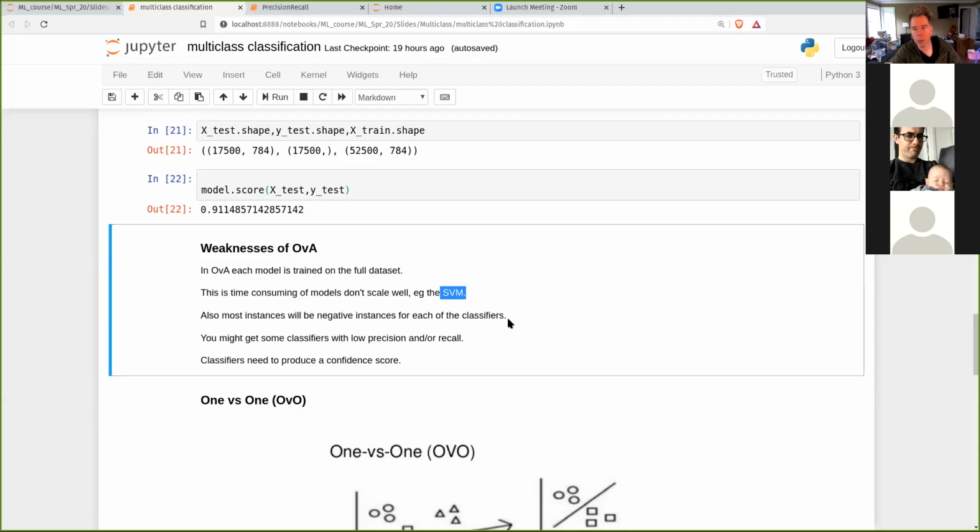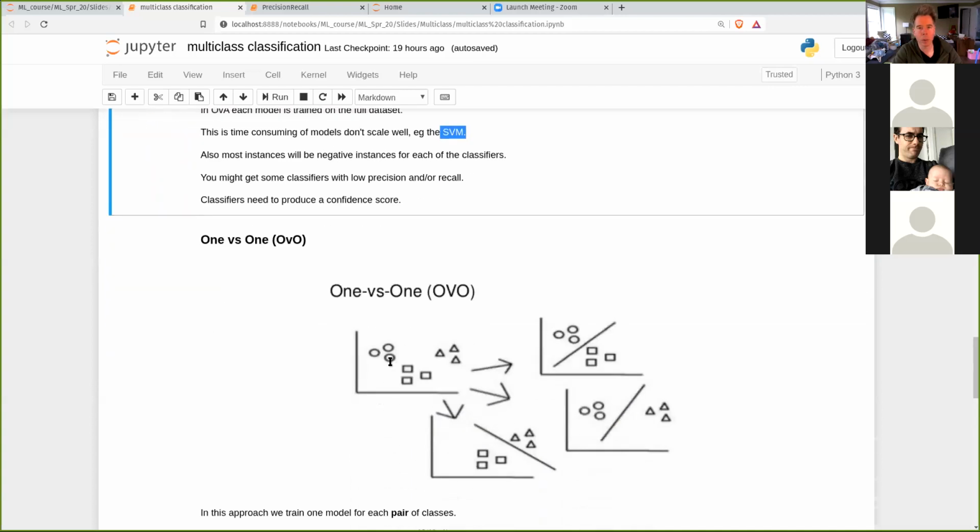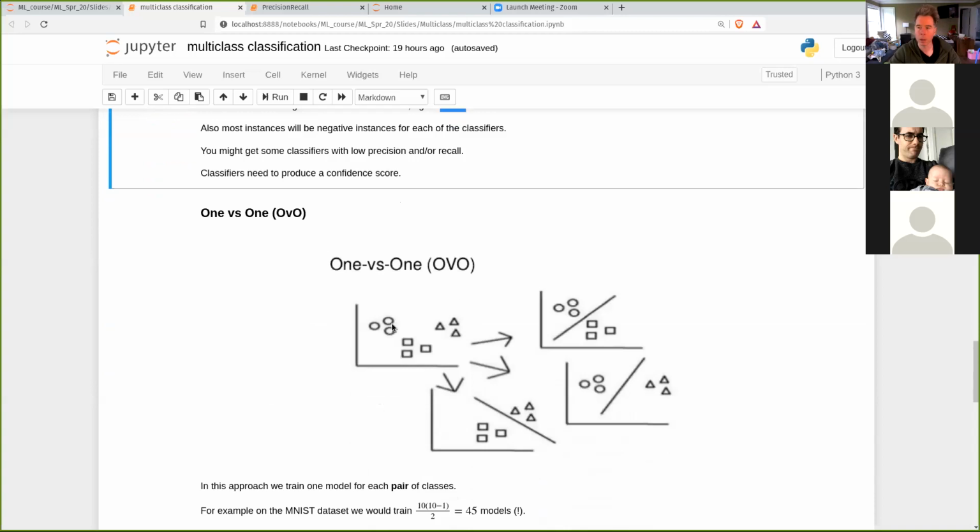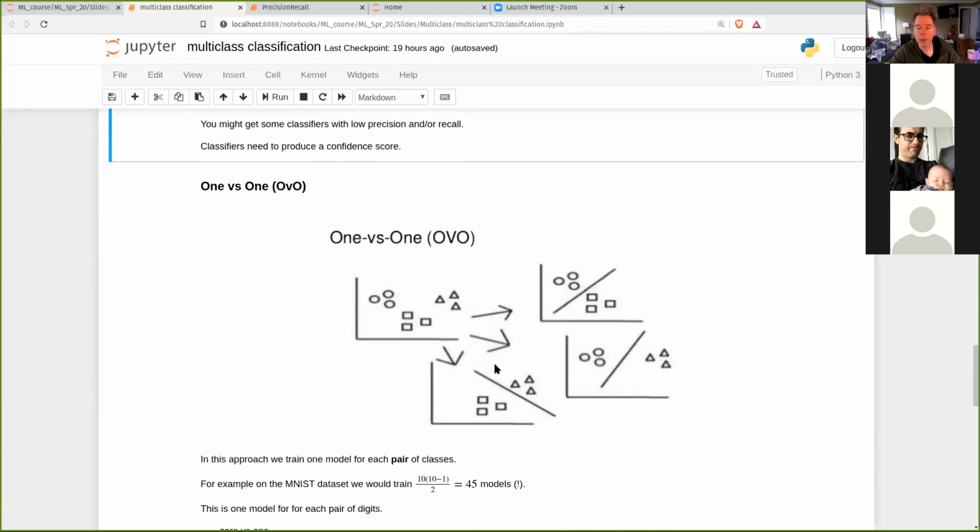Another weakness is that you have to have some way of producing a confidence score, but most models have some way of producing some kind of confidence score. Okay, so the other strategy is one versus one.